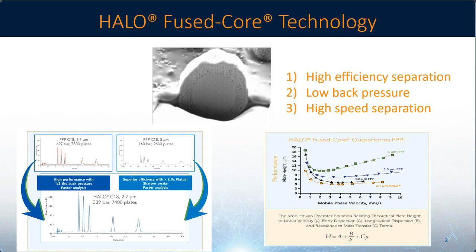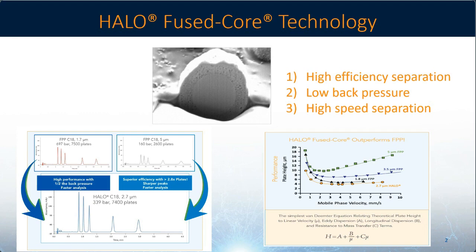And we can see how this can translate over here to examples of the SPP Halo C18 on the bottom, and on top here we have two examples of FPP column technology, which is the fully porous particles. So we look here at the top, we have two examples of FPP C18s.